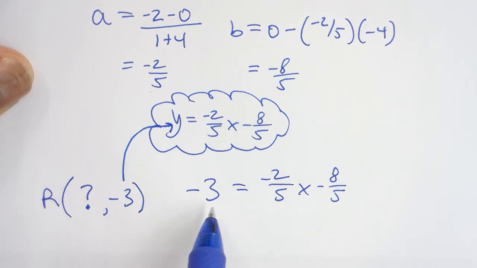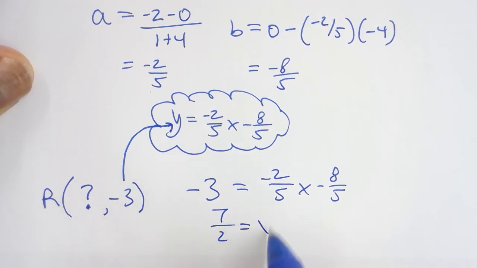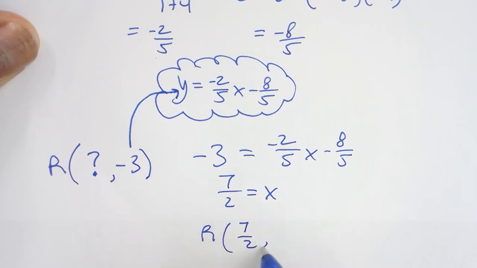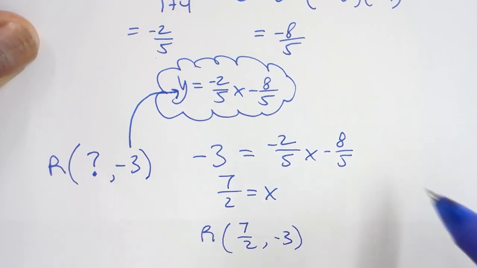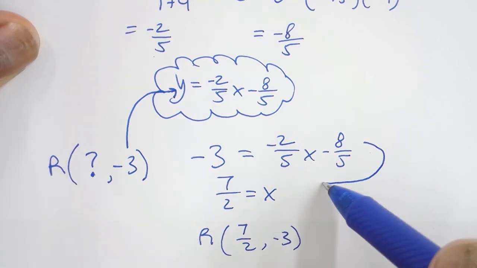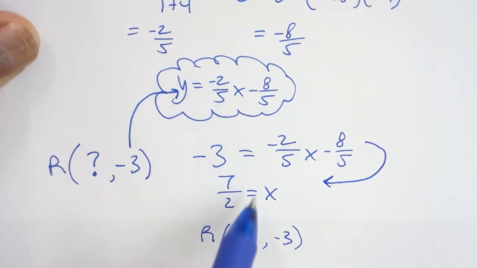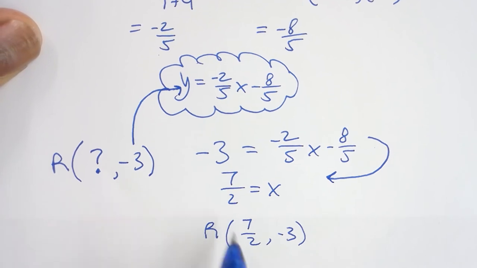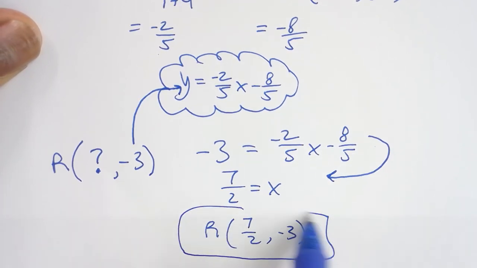We're going to add 8 over 5, divide by negative 2 over 5, and we get a 7 over 2. 3.5 is your x value. So point r is 7 over 2, comma, negative 3. If you're not comfortable doing this step to this step, because I skipped a step here, I showed it earlier, but I skipped it here, then ask me. Ask me about this so that we are cool with that. But that would be your final answer at the bottom right here.